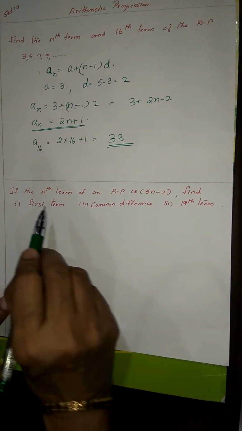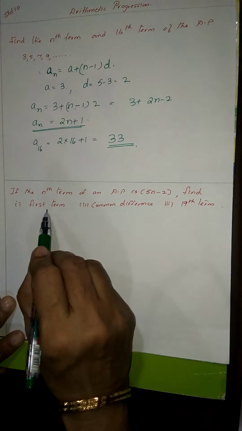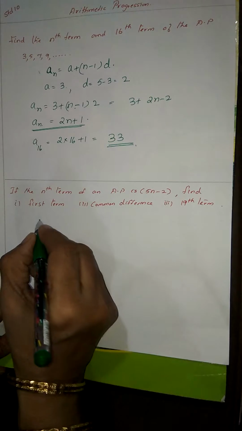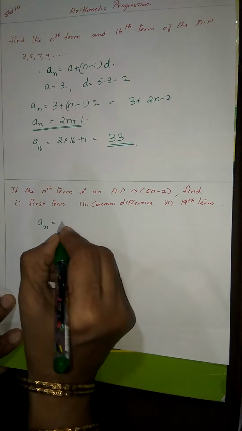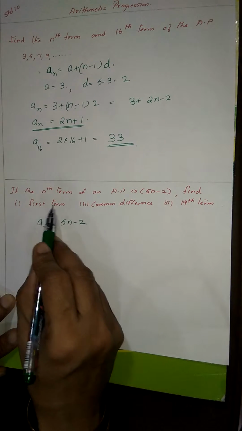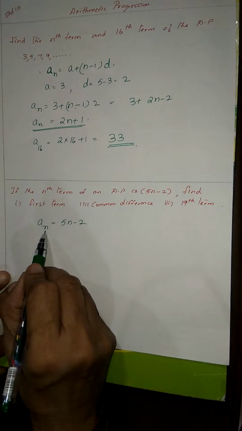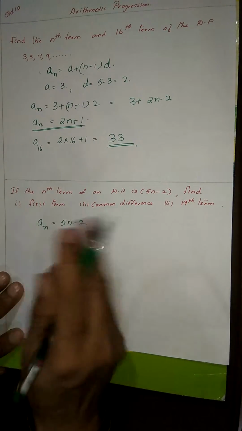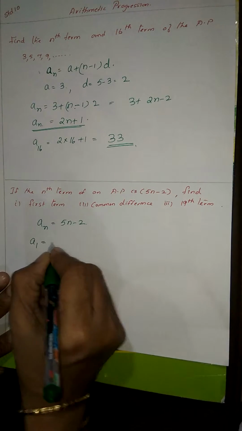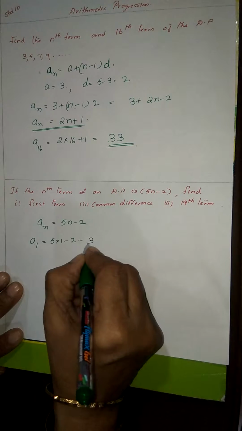Here in this question it is given the nth term of an AP is 5n minus 2. Find the first term, common difference, and the 19th term. So we can write this as an is equal to 5n minus 2. Now to find the first term, put n is equal to 1, you get the first term. You put n is equal to 2, you will get the second term, and so on. So we'll find a1. a1 is equal to 5 into 1 minus 2, that is equal to 3.